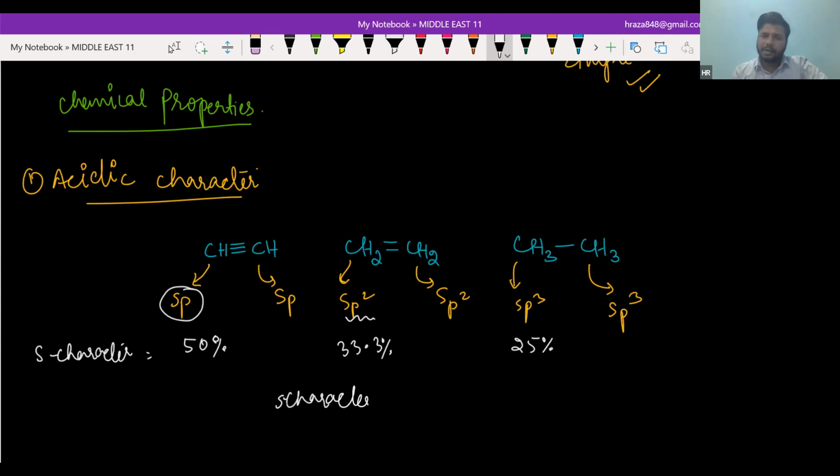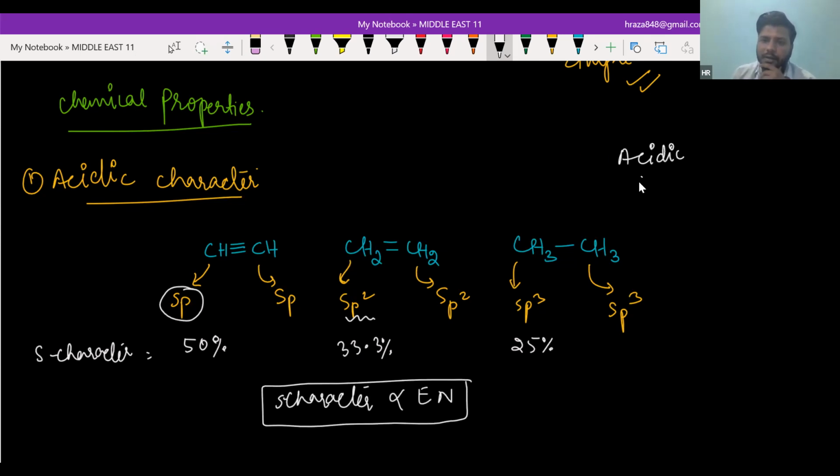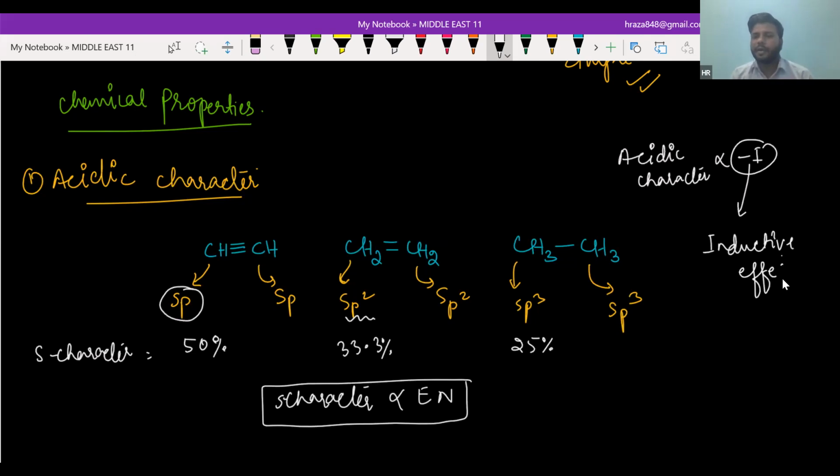Now see, S character is directly proportional to electronegativity. Now I will connect this point to acidic character. See, acidity or acidic character is directly proportional to minus I. What does this minus I mean? I stands for inductive effect, and the minus tells us that it is an electron withdrawing group.